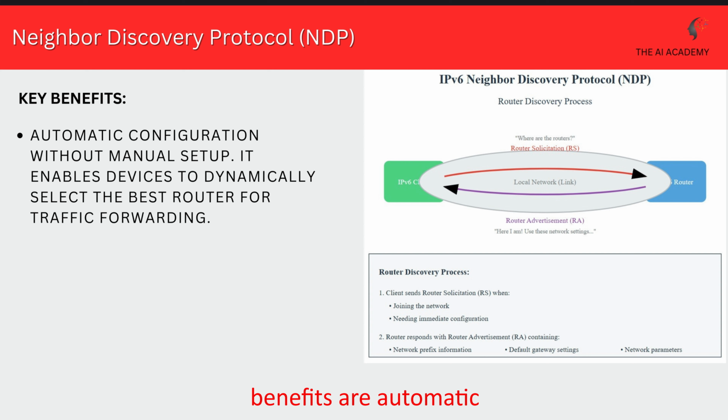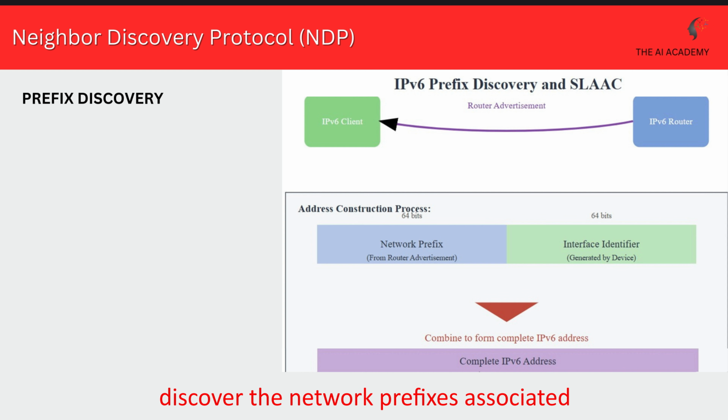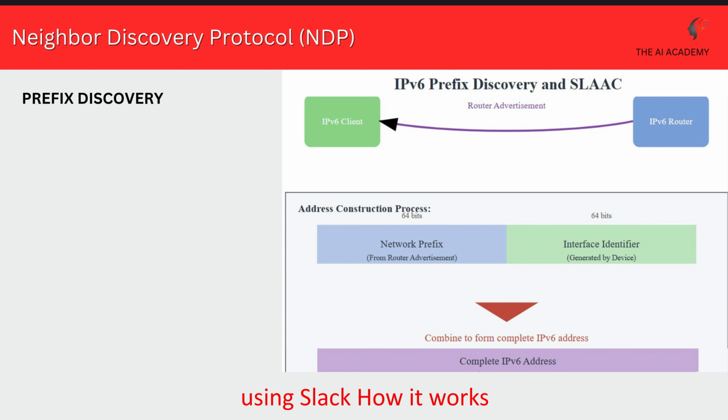The key benefits are automatic configuration without manual setup. It enables devices to dynamically select the best router for traffic forwarding. Let's now discuss prefix discovery. It allows devices to discover the network prefixes associated with the local link. This is essential for generating their own IPv6 addresses using SLAAC.